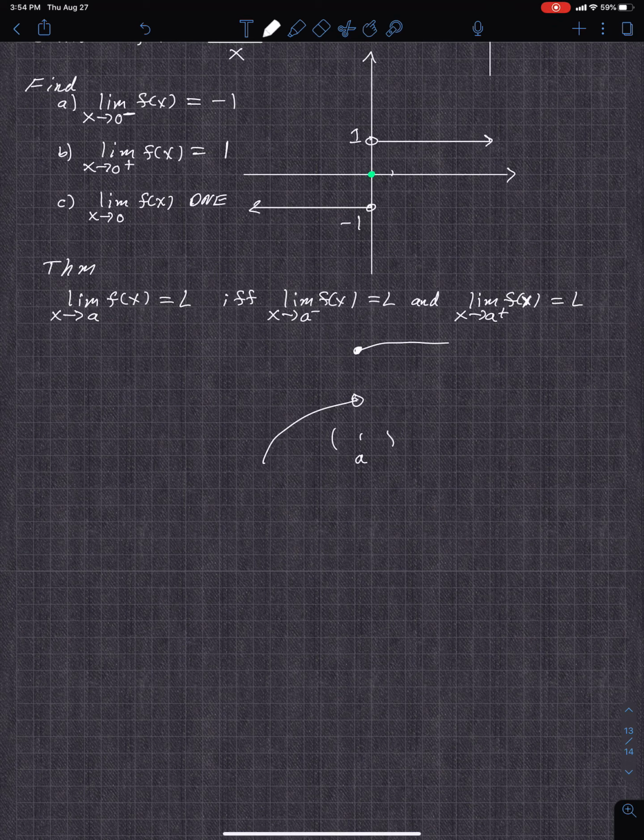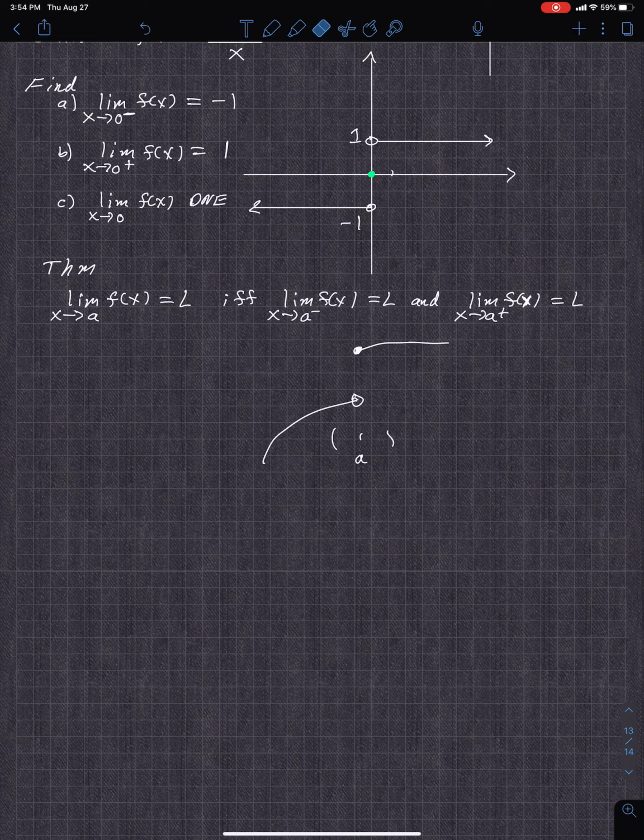So on the left, you're approaching, and you get this value. On the right, you're getting this value. So they're different, so that limit wouldn't exist. However, the left and right limits do exist in that case. Okay, so let's look at the definition, and then we'll get into more examples.